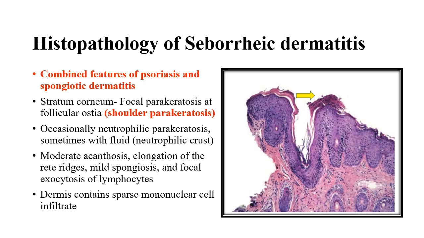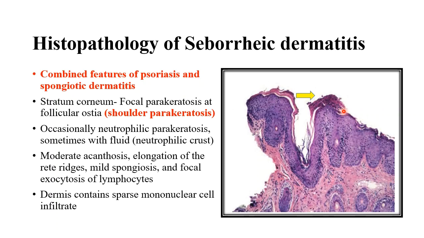Now, histopathology of seborrheic dermatitis. The histopathological features are a combination of those observed in psoriasis and spongiotic dermatitis. The stratum corneum contains focal parakeratosis with a predilection for the follicular ostia, and this is known as shoulder parakeratosis. Occasionally pycnotic neutrophils are present within the parakeratotic foci. Then it is known as neutrophilic parakeratosis, and sometimes with fluid, which is known as neutrophilic crust.